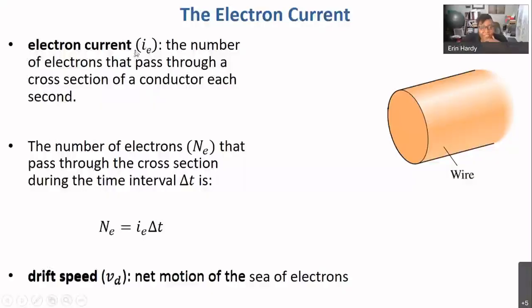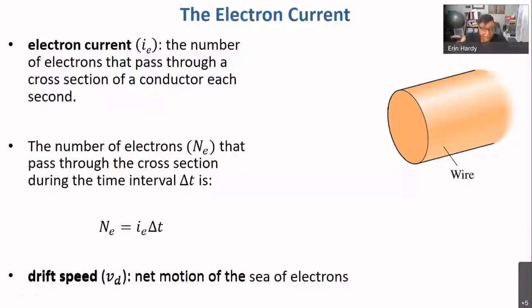If you had Lab Tuesday, then you're already familiar with the concept of using an I to indicate current, the flow of charge. For electron current, we can distinguish this from conventional current by using a lowercase i. So lowercase i sub e, we are looking at the realistic representation of what the charge carriers are doing.